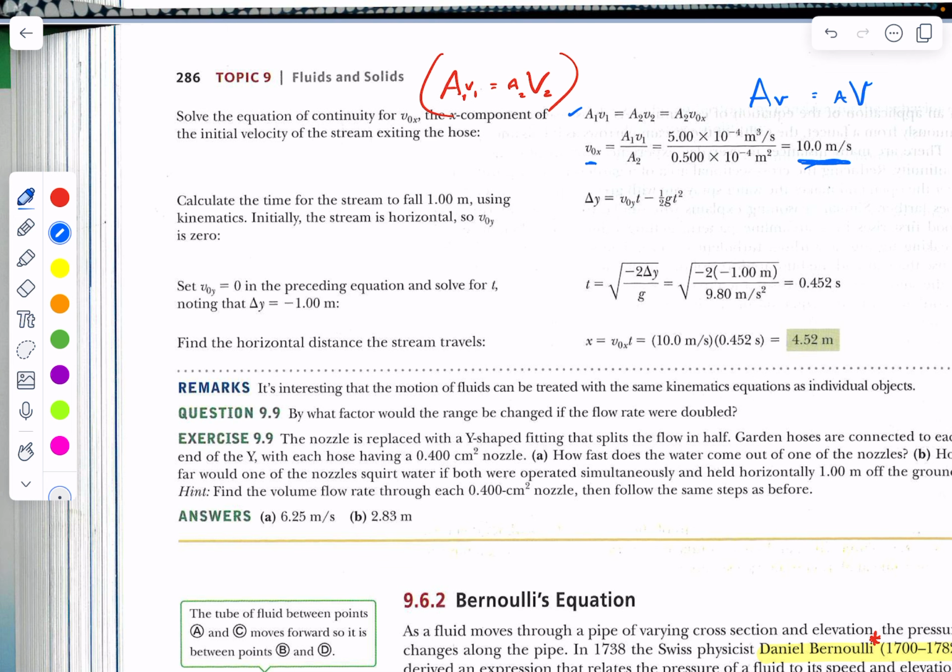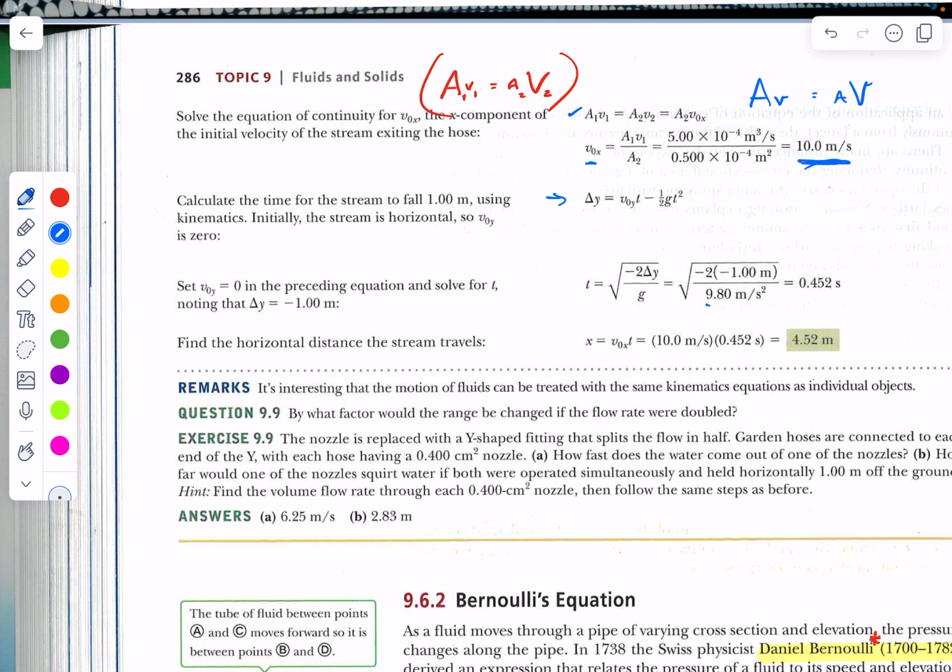And that's the velocity of the stream exiting the hose, a lot faster. And then we can pull out our old kinematic equation from way back in chapter 3 or so. We can calculate the time it takes for the stream to fall 1 meter using kinematics. And we're going to plug our numbers in.